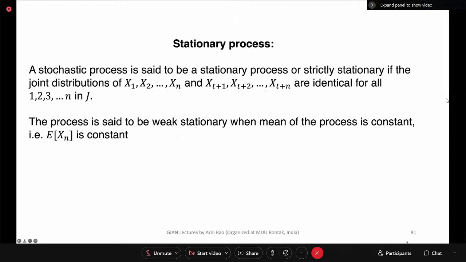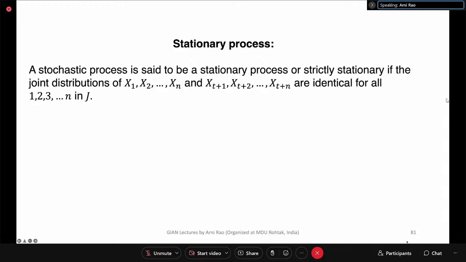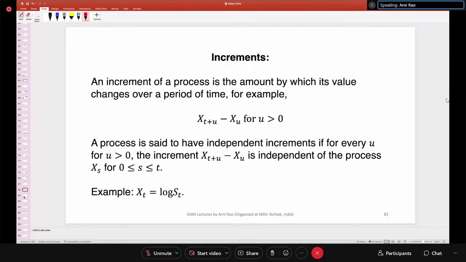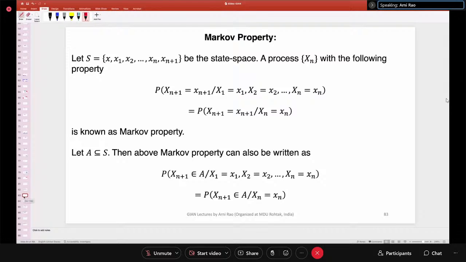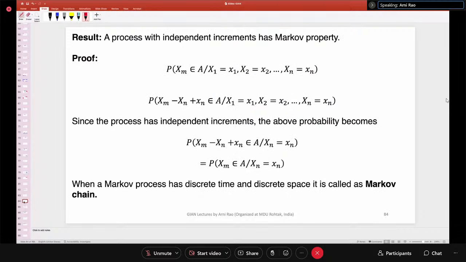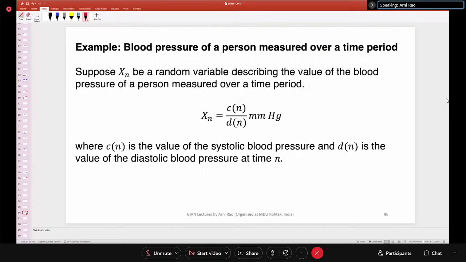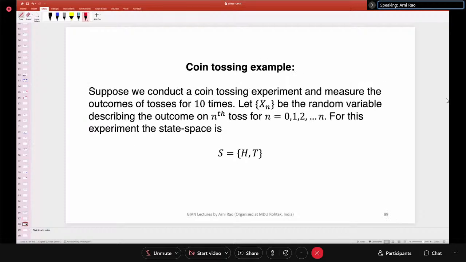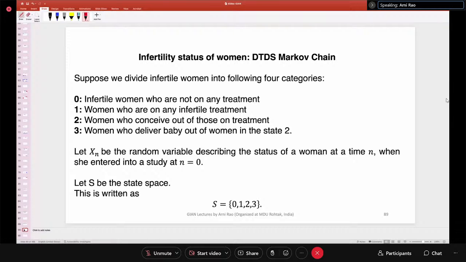Now let us understand what a stationary process is. Then what we are going to discuss is stationary process increments, and then the Markov property. We will soon come to the Markov property, and then discuss the Markov results. Today we are going to cover two simple examples of blood pressure and the random walk, then coin tossing examples, and then a clinical example of how to obtain the infertility status of a woman using the Markov chain. With that we stop today.